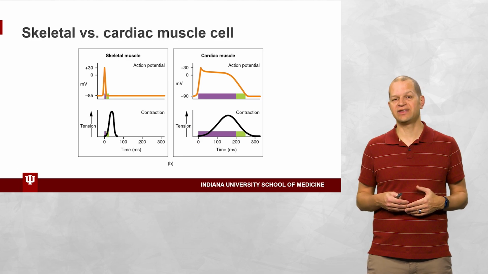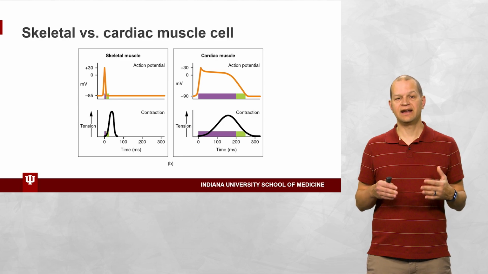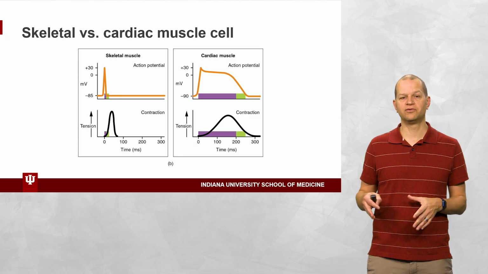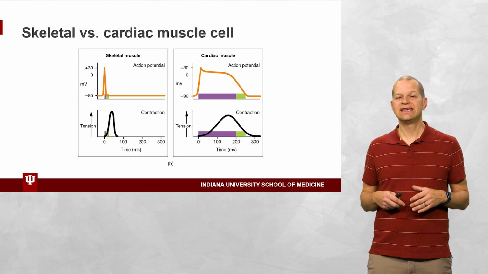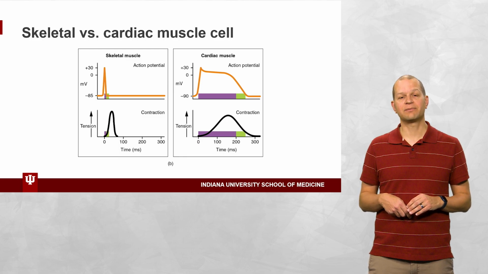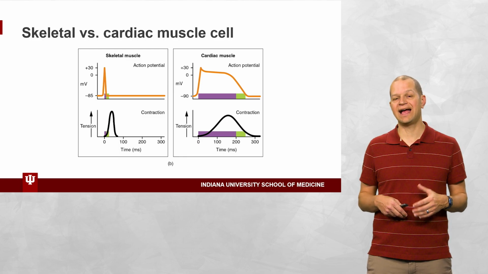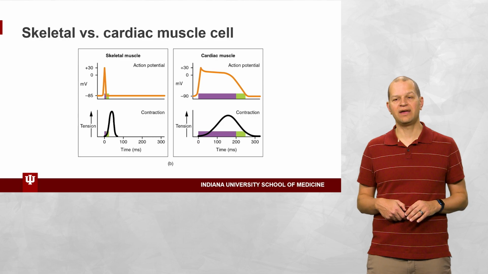So the top panels are the actual action potential. And then on the bottom, we have force production over time. And as you can see, it takes a lot longer for a cardiac muscle cell to actually undergo an action potential. And we'll talk about why this is in a minute.